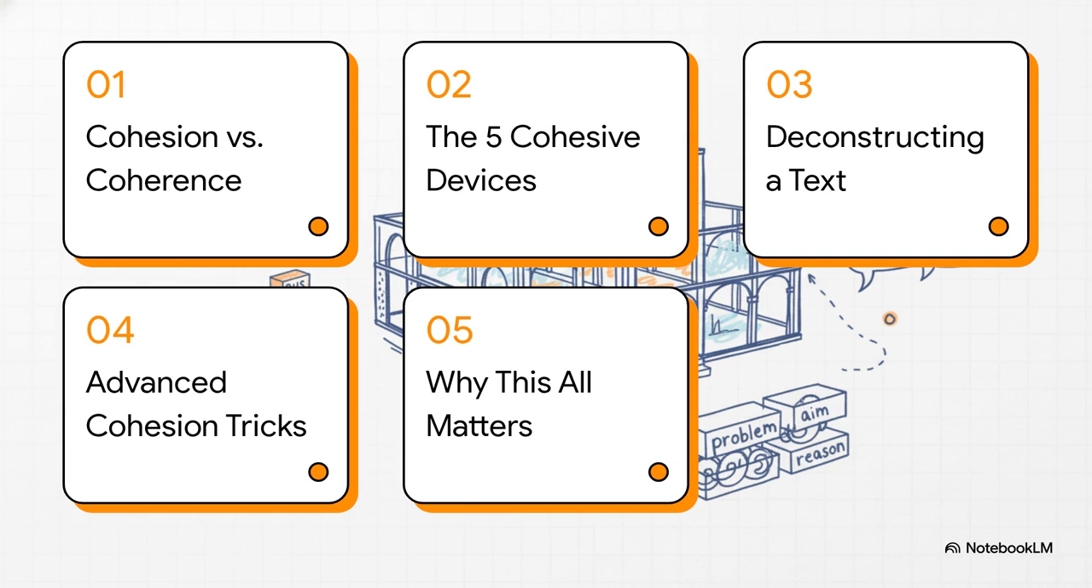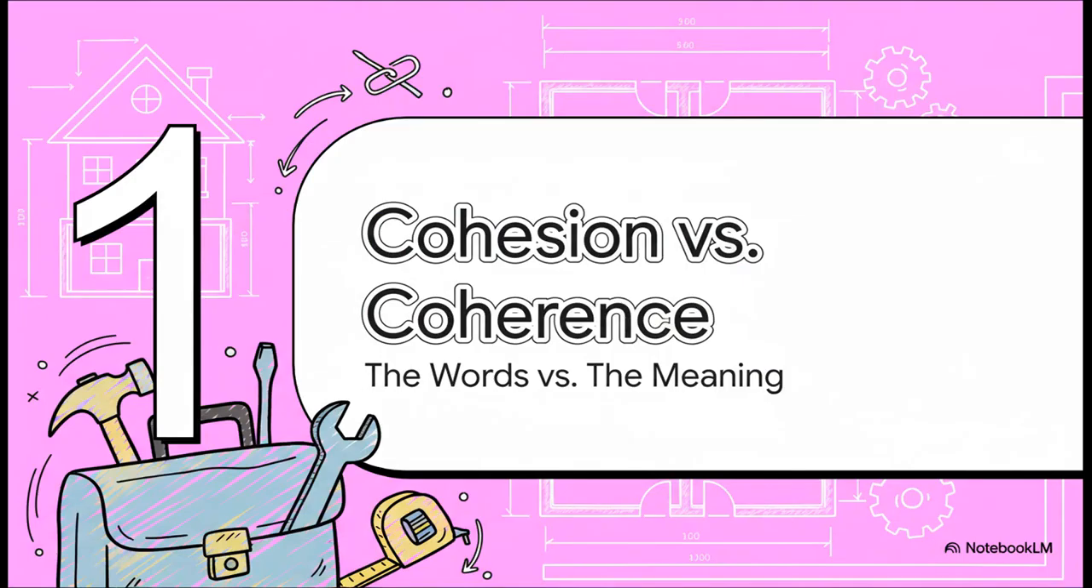So, here's our game plan. First, we'll nail down the difference between two crucial ideas: cohesion and coherence. Then, we're going to open up the writer's toolkit and check out the 5 main tools they use to build that flow. After that, we'll take apart a real piece of text to see it all in action. I'll show you a pretty cool advanced trick, and then we'll wrap it all up with why any of this actually matters to you.